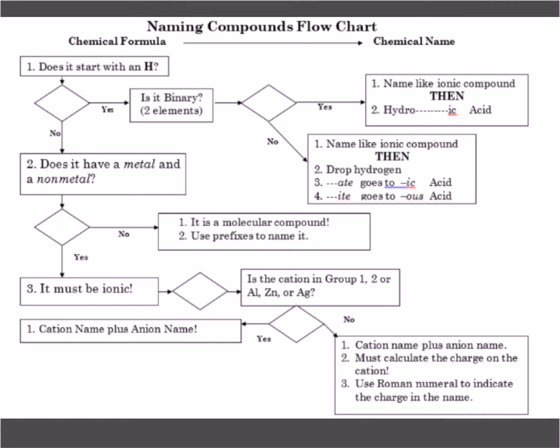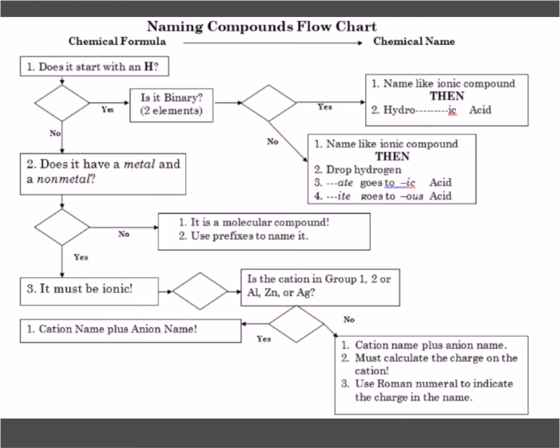So get your flow chart out. This is what you guys are going to want to look at tomorrow, and not necessarily for your homework tonight, but tomorrow in class when we do practice, this is going to be your number one resource. All right? This is the process that you need to go through to help you name compounds. So you want 3 different colors, guys, and if you can, 3 different color highlighters. It's going to make it easier for you.